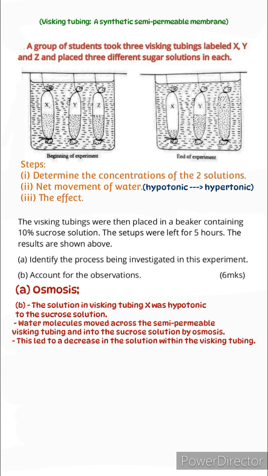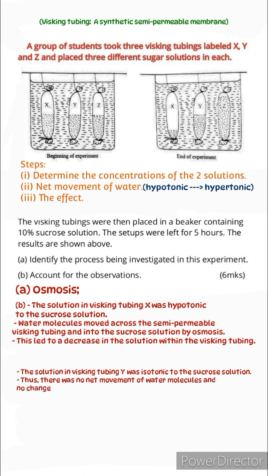So how do we phrase this? The solution in whisking tubing Y was isotonic to the sucrose solution. Therefore, there was no net movement of water in either direction. So what are the effects for this? No change in the level of solution in the whisking tubing.